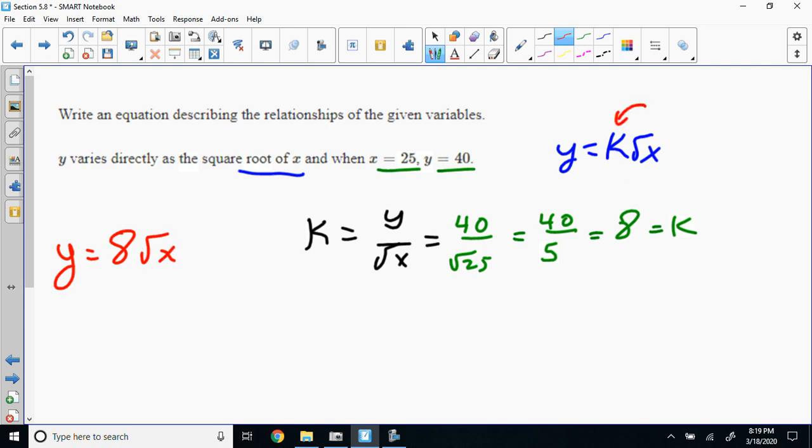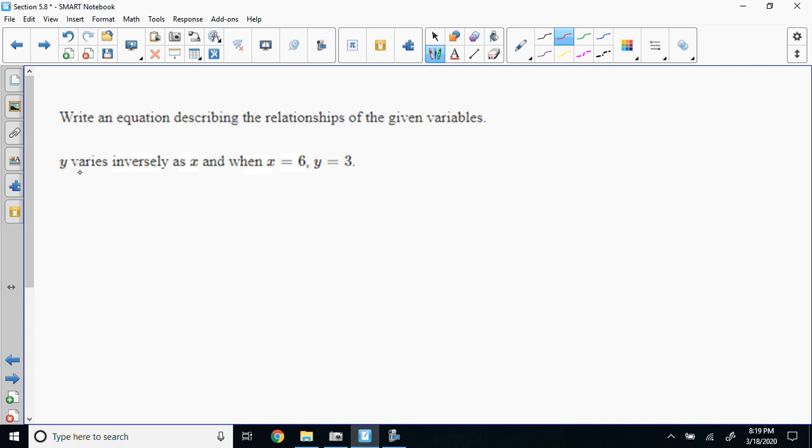So we replaced k with 8 because that's what we solved for there. That's what these first couple examples with varies directly or varies inversely are going to have us do. So just be aware of that, writing the equation. All right, so y varies inversely. Well, if it varies inversely, then this is the equation, y equals k over x. Y varies inversely as x, so there's nothing happening to x.